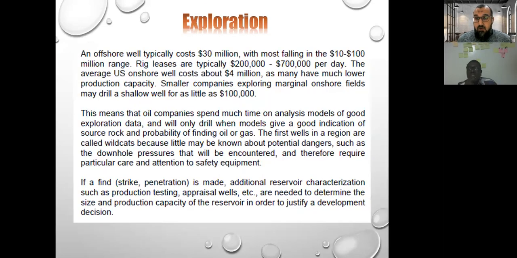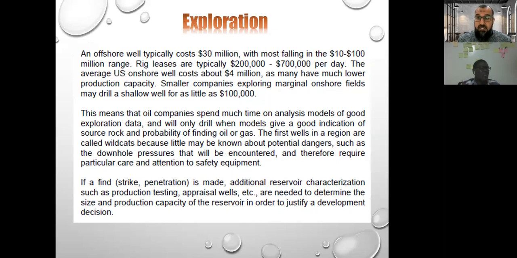Why do they need to do so? Because exploration actually costs a lot of money. Typically for offshore oil, it costs about $30 million. So this is a really huge cost. Some other leases for the rig typically cost about $200,000, on average up to $700,000 per day. So this is too much cost.